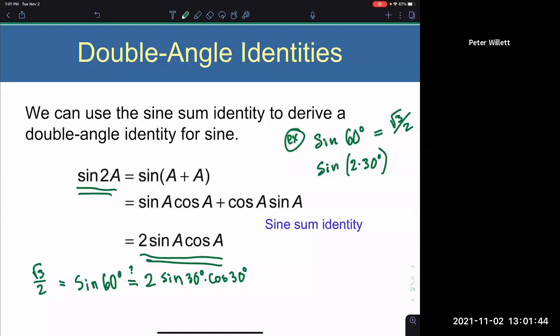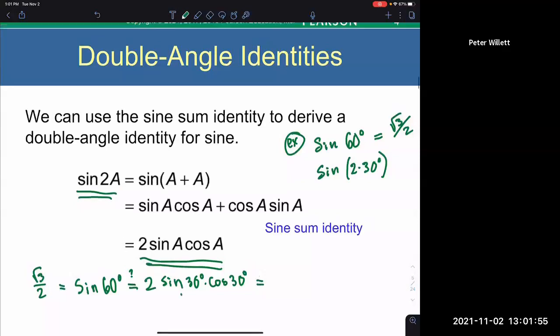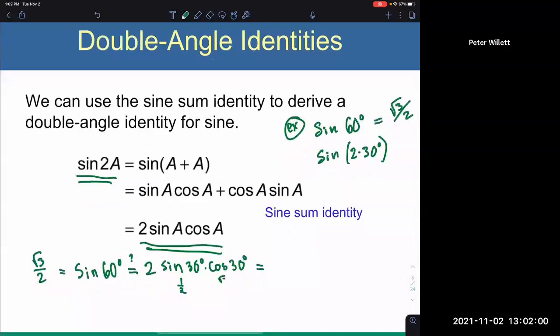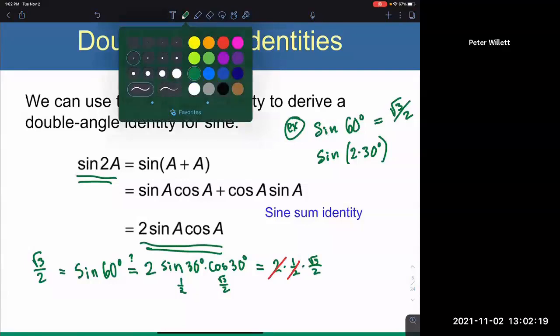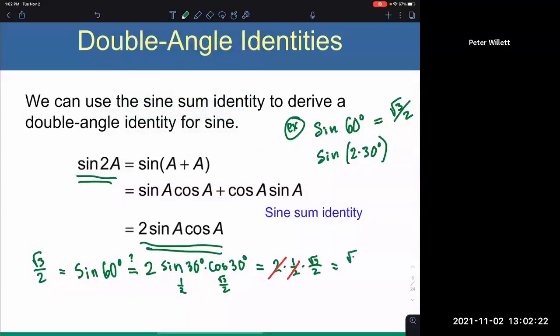Where we're letting a be 30 degrees, so 2a ends up being 60 degrees. Well, so sine of 30 degrees is 1/2, and cosine of 30 degrees is the square root of 3/2. So that means I would have 2 times 1/2 times the square root of 3/2. And 2 times 1/2, when you multiply those, they are reciprocals. You just get a 1, those cancel out, leaving you with the square root of 3/2.